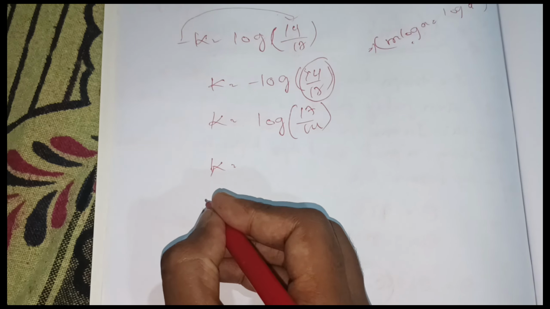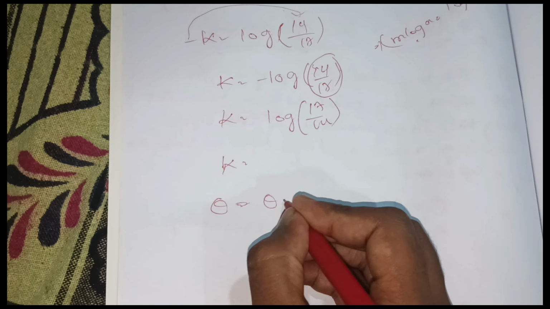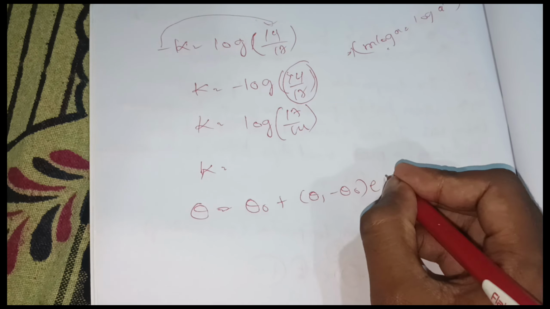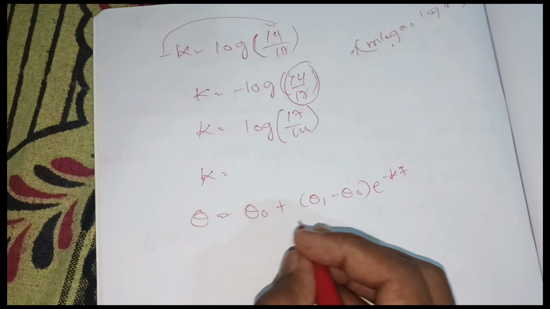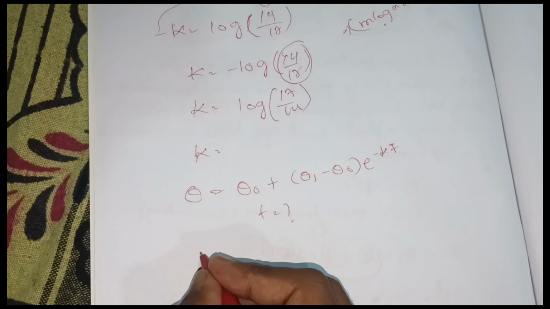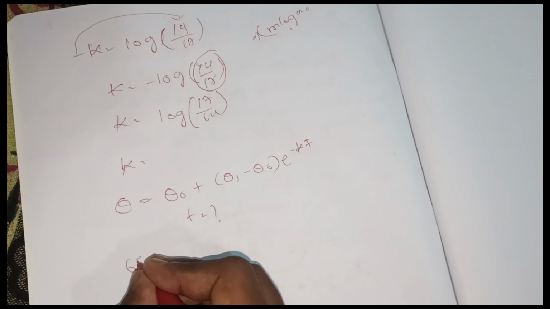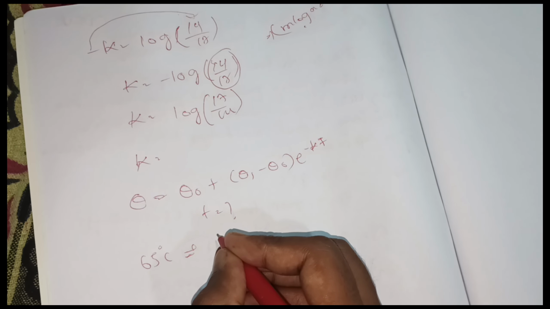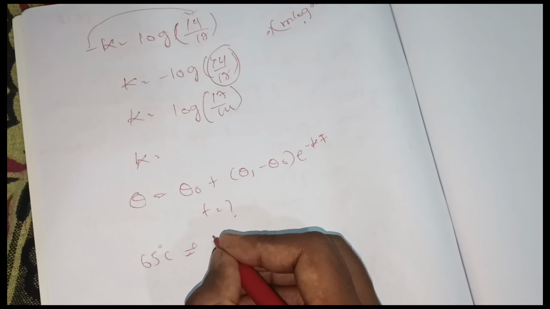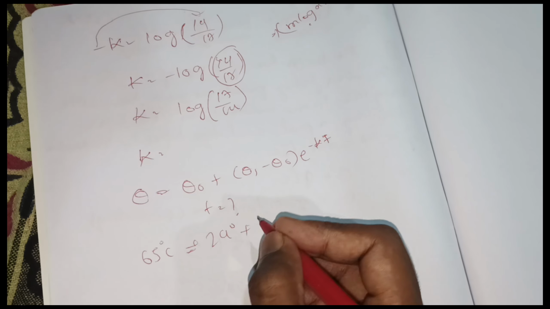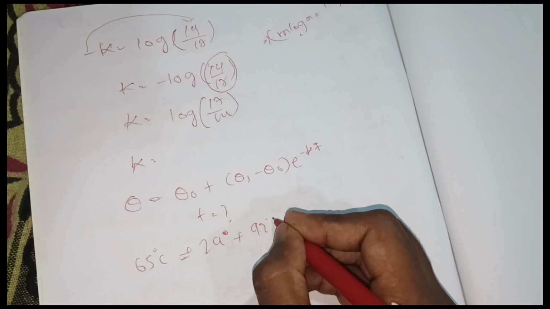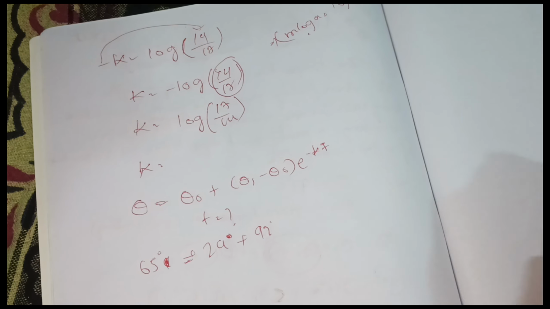So here, the same formula: theta equals theta naught plus (theta 1 minus theta naught) e power minus kt. t is the time we should find. Theta equals 65 degrees centigrade. So write here 65 equals theta naught. Theta naught equals 24 degrees centigrade plus theta 1. Theta 1 is 92 degrees centigrade. Don't write units, just values.